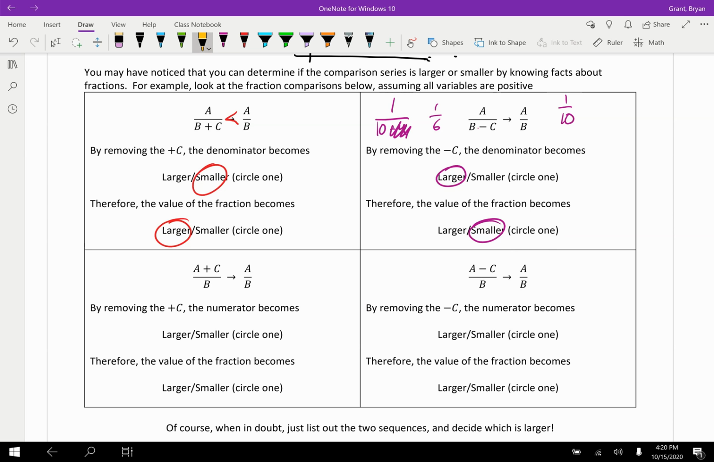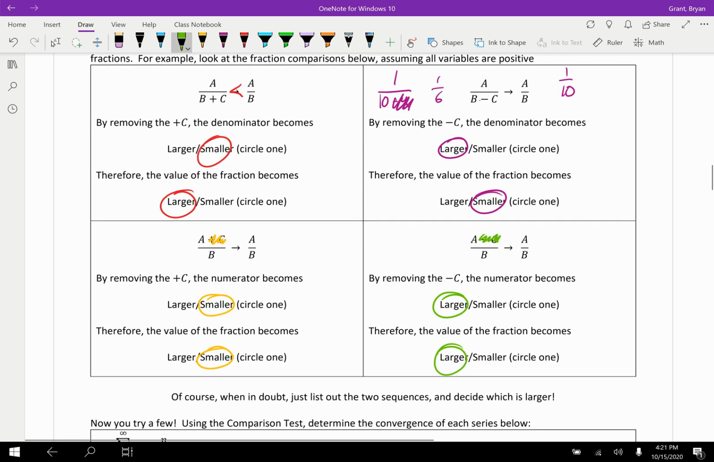Now, the nice part, or maybe the confusing part, is if you do that with the numerator, it's really the opposite. So if you take away the plus c, then instead of it becoming a plus c, now it's just a, the numerator has become smaller. That means you have fewer things to split, which means everybody gets less. So the overall value of the fraction is smaller. And of course, the opposite is true as well. If a minus c made the numerator small, taking away the minus c makes the numerator larger. And therefore, my new fraction is going to be larger because now we have more things to split, so everybody gets a little bit more.